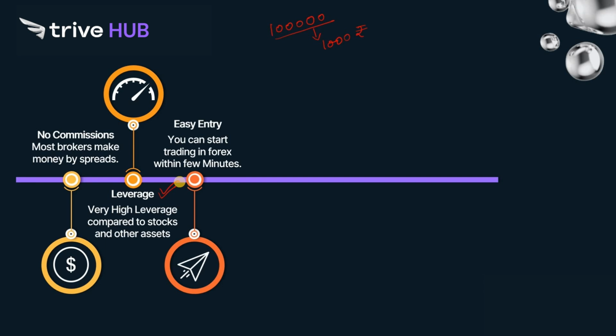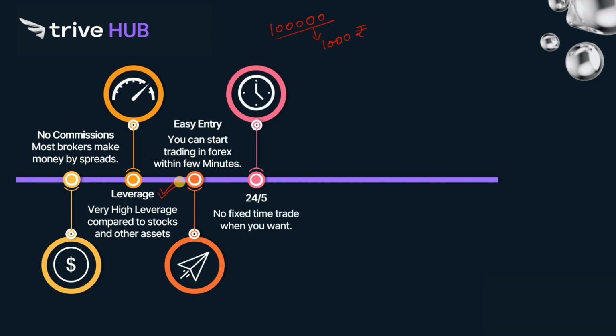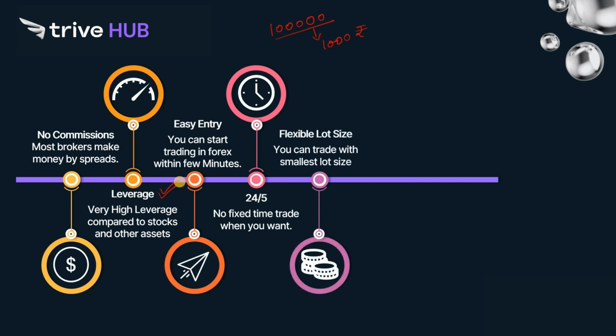Easy entry: you can start trading in Forex within a few minutes. You can open your account with Thrive and it will be active within just a few minutes, so you have very few entry barriers here. You can trade whenever you like, because the time is not fixed in Forex, and the markets are running almost 24 hours and 5 days a week. And in Forex you have flexible lot size. You can trade with the smallest lot size in major currency pairs.